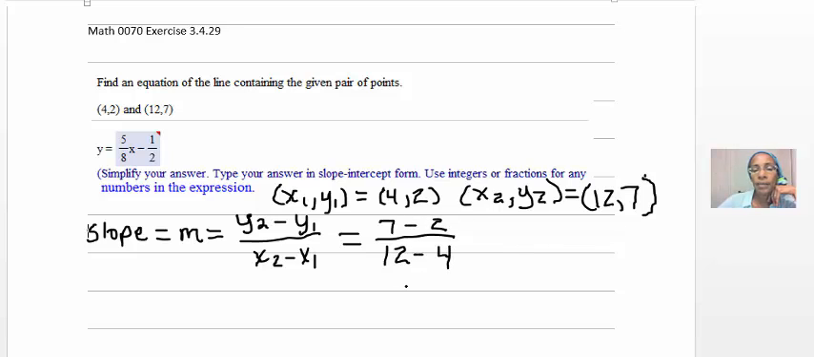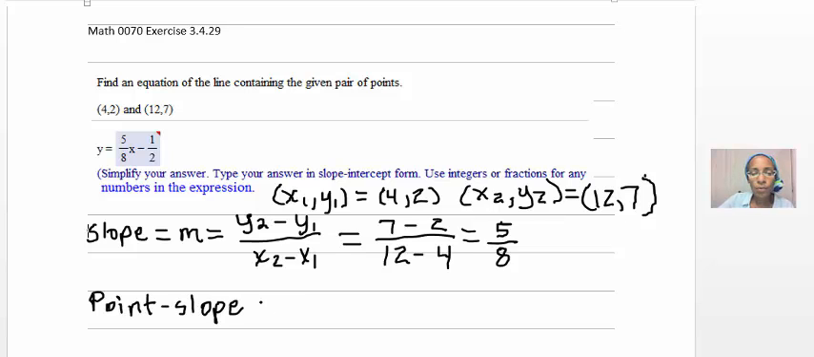So in the numerator we have the difference in y, 7 minus 2. In the denominator, I have to make sure the x that goes with the y of 7 is first. So we have 12 minus 4 in the denominator. That's the difference in the x values. So we get 5 over 8 as our slope. And that just needs to be in simplified form. That's as simple as we can write it, and we do want to leave it as a fraction.